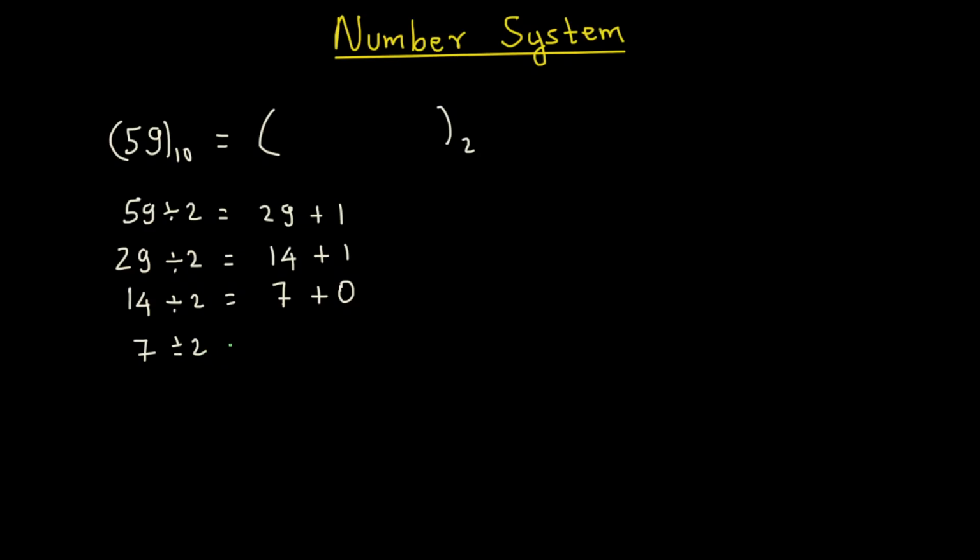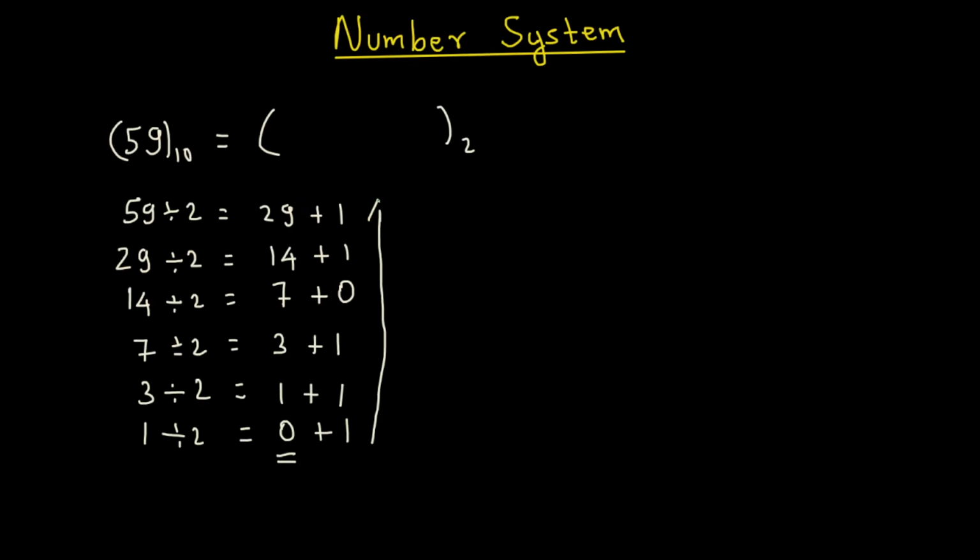Then 7 divided by 2 is 3, and there's a remainder of 1. Then 3 divided by 2 is 1, with a remainder of 1. Then 1 divided by 2 is 0, with a remainder of 1. Once we get 0, we stop right there, and from here we read from bottom to top, and that's our conversion. So here we have 111011, and that's equivalent to 59.